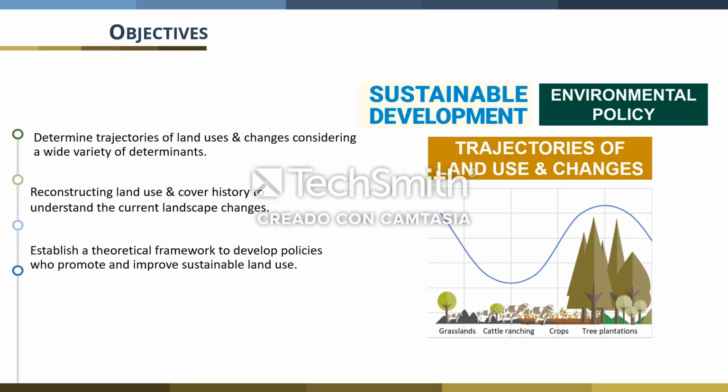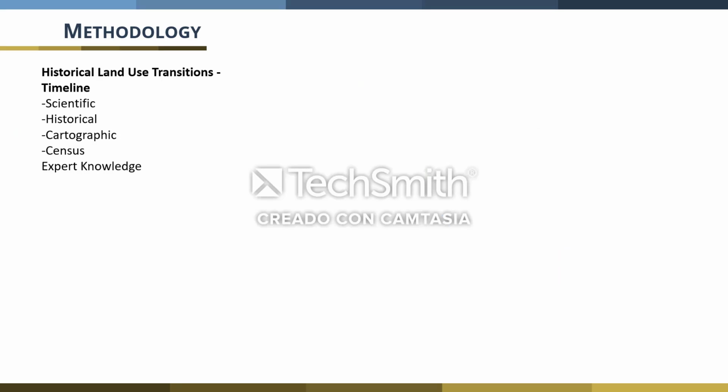In this case, we consider these major objectives: to determine the trajectories of land use and change, considering a wide variety of determinants; reconstructing land use and cover history to understand the current and future landscape change; and establishing a theoretical framework to develop policies that promote and improve sustainable land use. So the next slide shows you some of the methodological process, very quickly, of how we construct one timeline that we will present in the next slides.